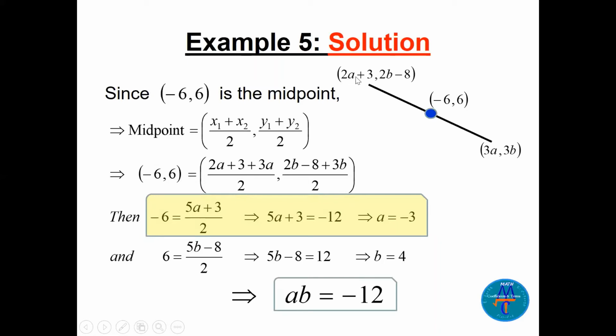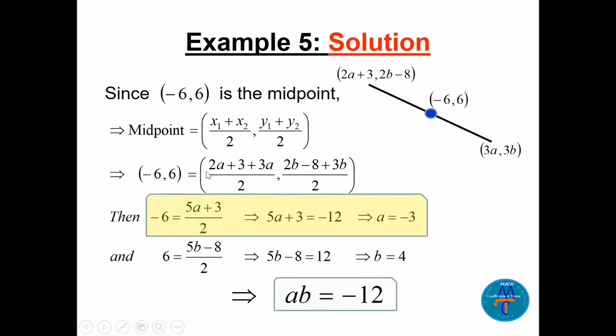Let's see. So this one is the point. This one is another point. We have minus 6, 6 in the middle. Since minus 6, 6 is the midpoint, I can use this formula. So this is 2A plus 3, and then 3A, I add over 2. Y1 here, 2B minus 8, 3B, I add over 2. This is exactly, it's given minus 6, 6.